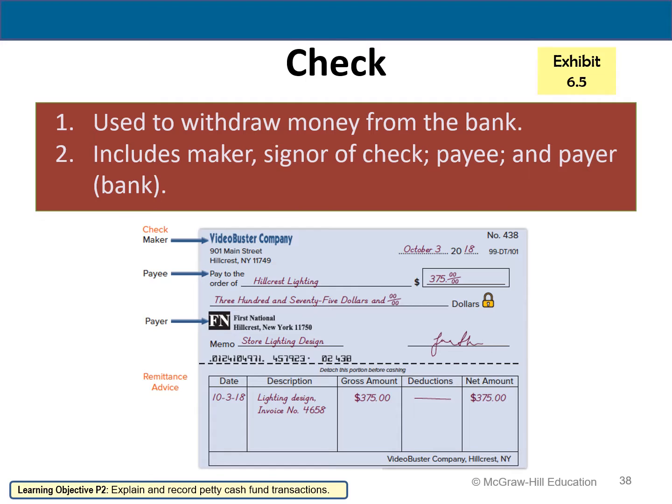Here's a check, which is also kind of funny because I think a lot of things are done via wire or electronic fund transfer these days. But for those of you who find yourself working in businesses that still actually write checks, this is what a check looks like, right? So it's used to withdraw money from the bank. It includes the maker, the signer, the payee, and the payer, which is the bank. Okay.